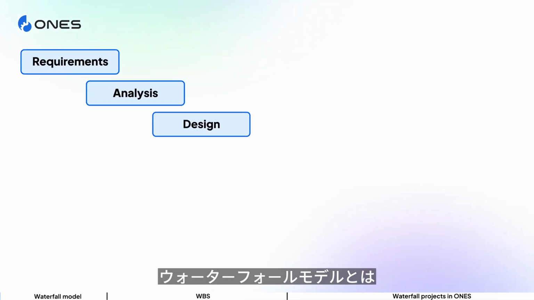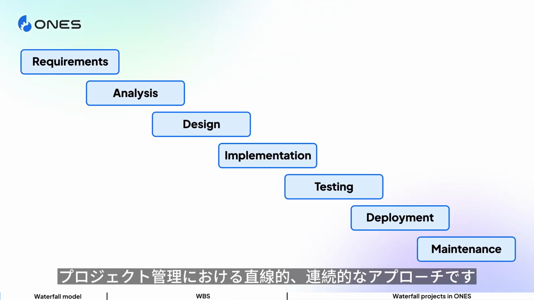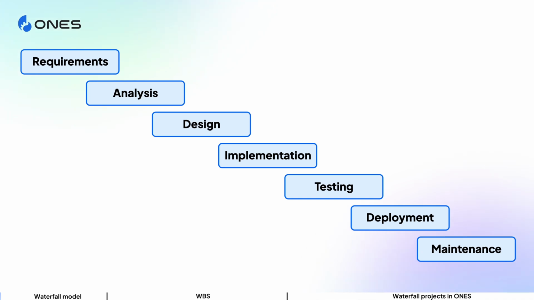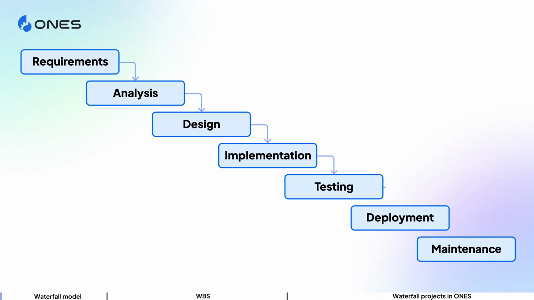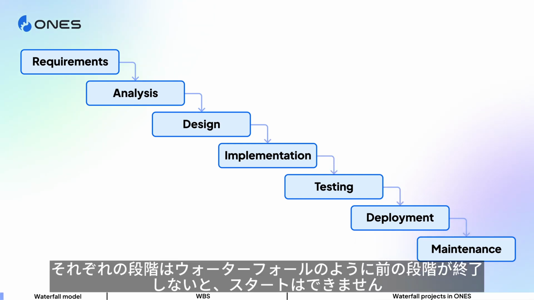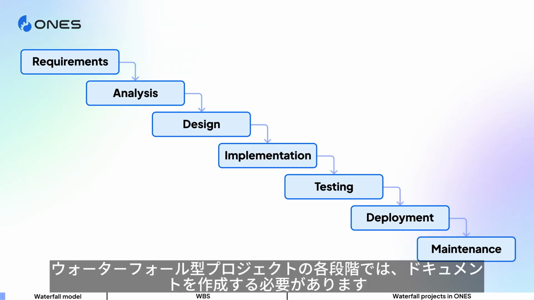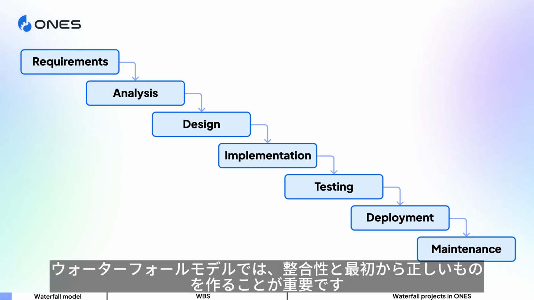The waterfall model is a linear, sequential approach to project management. The method consists of 7 phases, each of which must wait for the previous one to finish before starting, just like a waterfall. At each stage of the waterfall project, documentation should be included. The waterfall model is about the completeness of getting it right the first time.